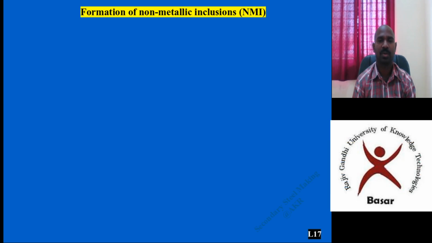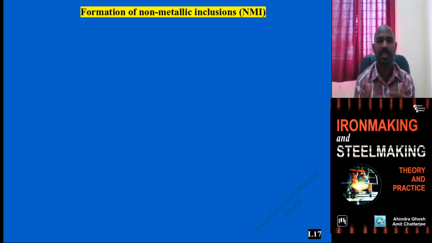Let me speak broadly about the formation of non-metallic inclusions, or NMIs for short. In the last topic, I was talking about the classification of non-metallic inclusions: what they are, how they influence steel, and how they are formed. All those things were emphasized briefly. Now let me talk about non-metallic inclusion formation, continuing from the last topic.